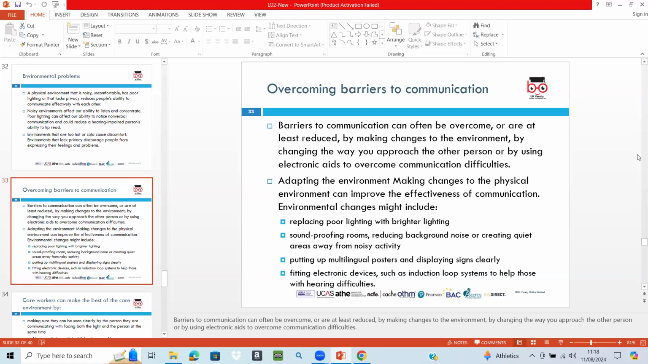Then we can use electronic devices, as technology can be a valuable tool in overcoming communication barriers. For example, using a hearing loop system can help a service user with a hearing impairment better understand what's being said, ensuring they receive the same level of care as everyone else.